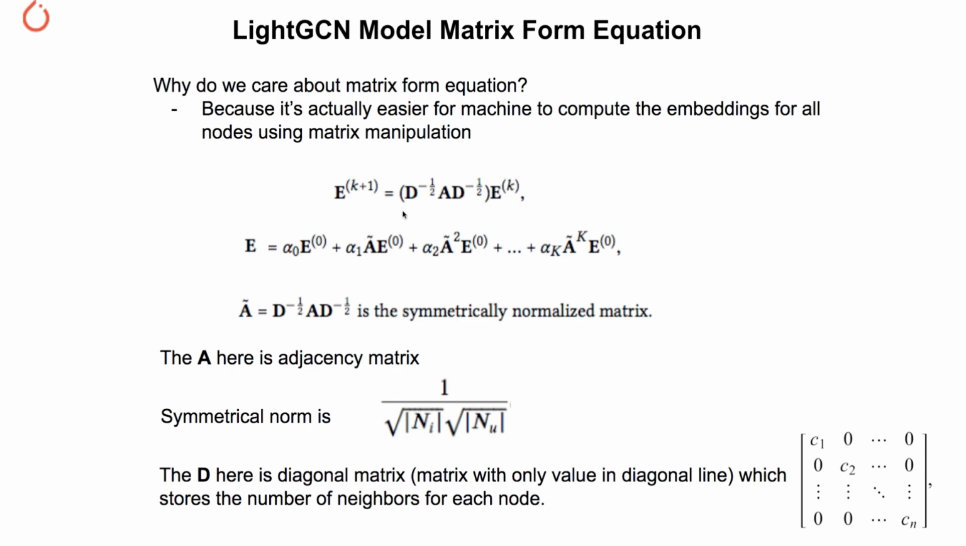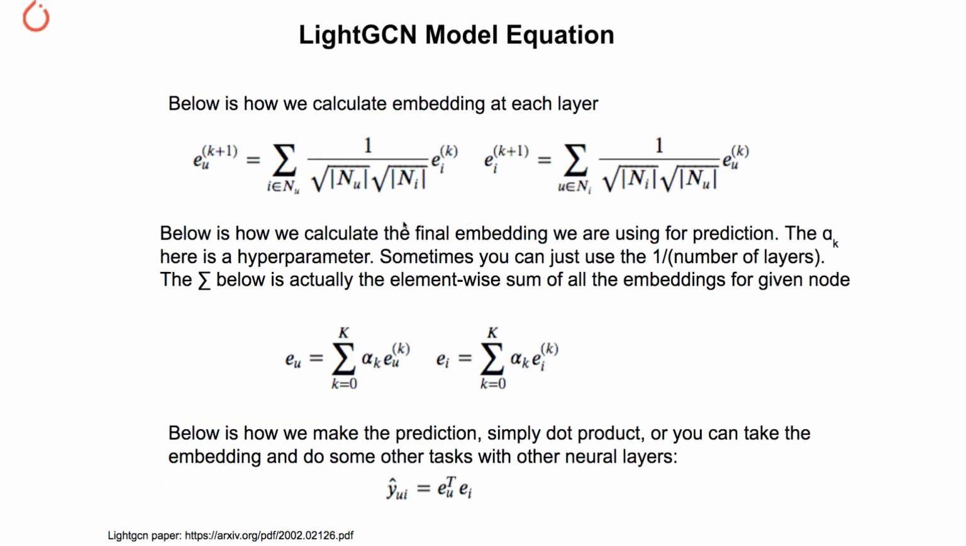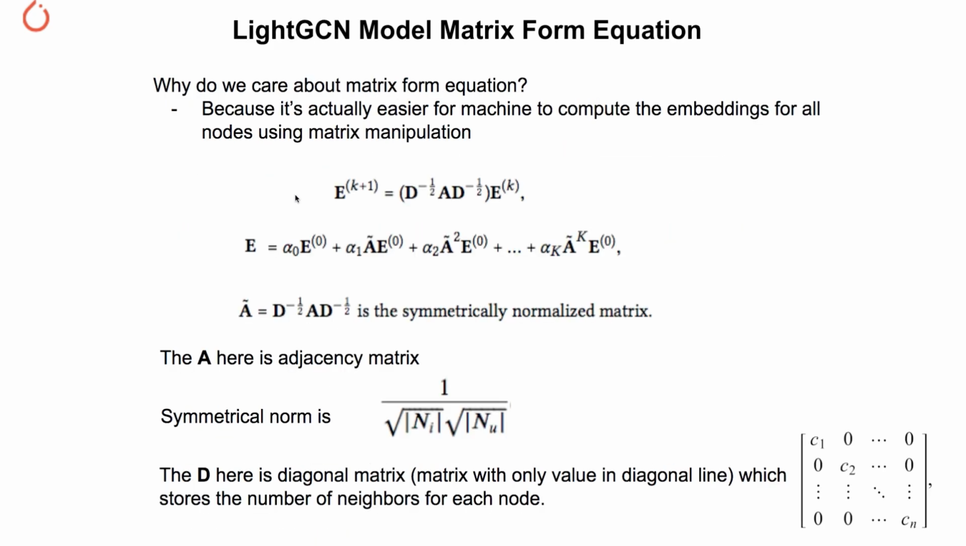So what this is doing here is essentially what this is doing, but in the form of a matrix. Right here we're just looking at mathematically what a single vector means, but then here saying, okay, if E is a matrix of all of the embeddings of all the users or all the items, then this is how you would compute it.